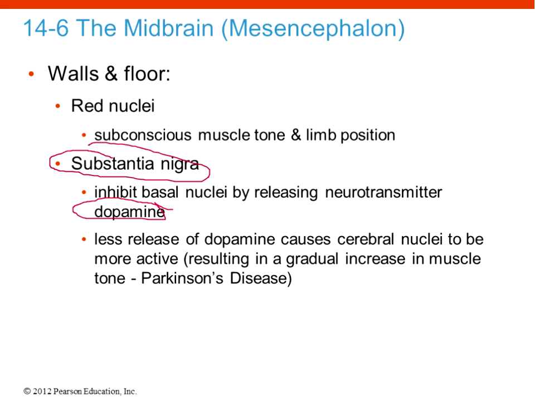This should sound familiar to you, because the basal nuclei were areas of gray matter that are deeper in the brain. Cerebral cortex or neural cortex is on the surface of the brain, basal nuclei are deeper. And the basal nuclei are regulated or monitored or inhibited by the dopamine coming from the substantia nigra. And one of the functions of the basal nuclei is to help with our resting muscle tone, right?